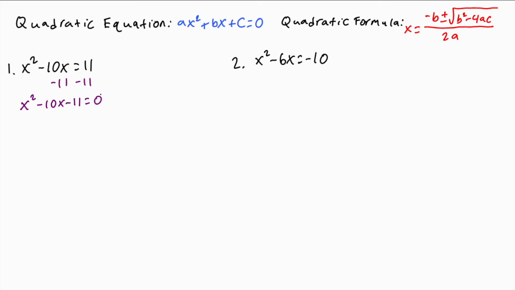Now we can figure out what a, b, and c are. I'll write it right out. a is the number in front of x squared, which is 1, because there's nothing there, so we say 1 is in front. b is the number in front of x, and that's negative 10. Don't forget the negative. And then c is the number by itself, so in this case, it's negative 11. Again, don't forget the negative.